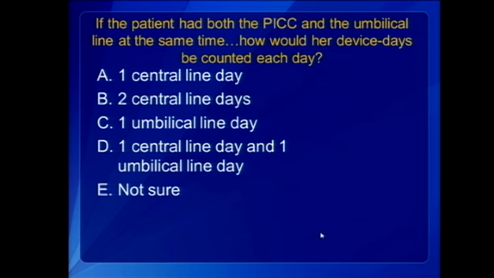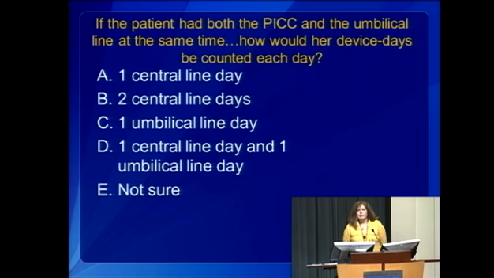So let me ask you a denominator question. If the patient had both the PICC and the umbilical line at the same time, how would her device days be counted each day? Would you count her as having 1 central line day, 2 central line days, 1 umbilical line day, 1 central line day and 1 umbilical line day? Or you could say you're not sure.